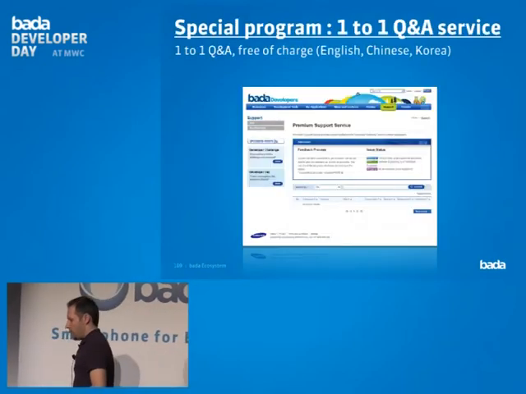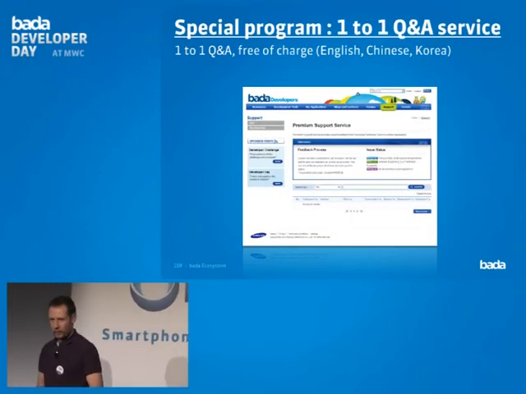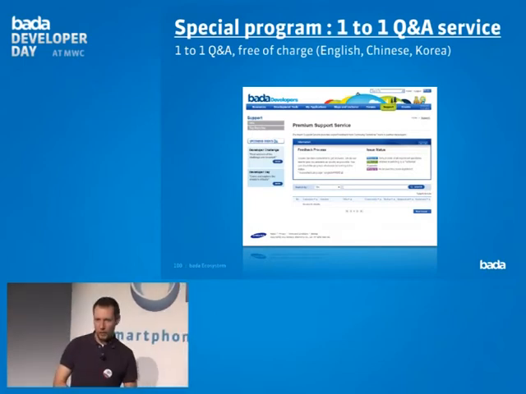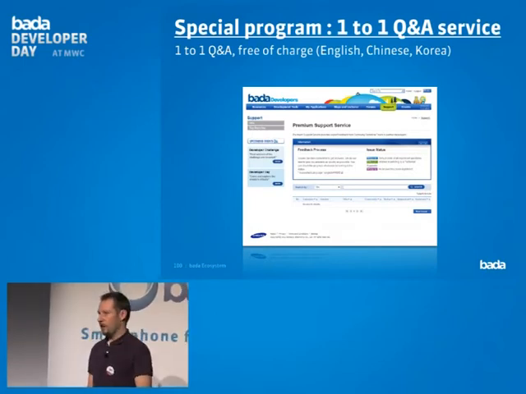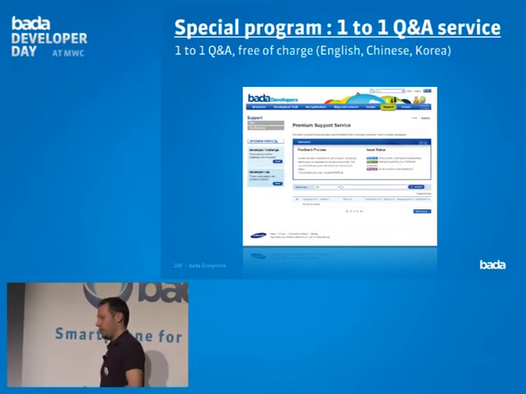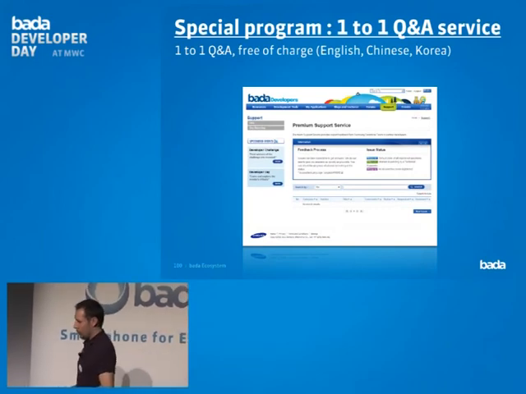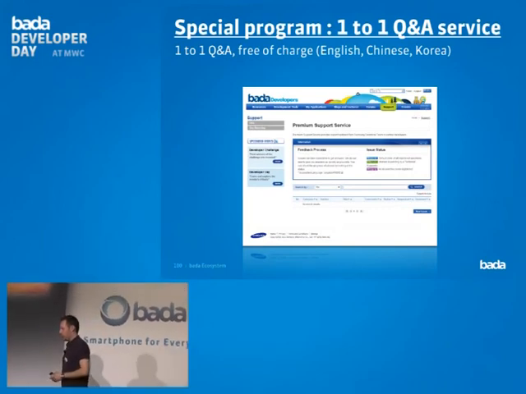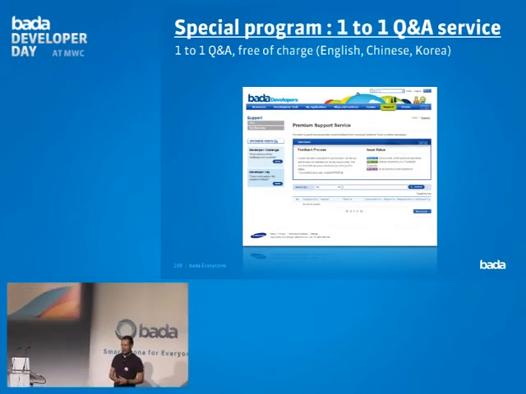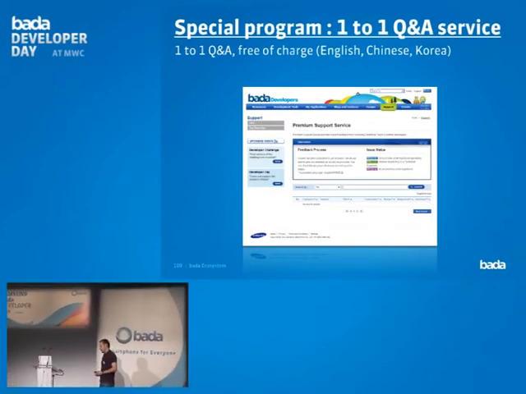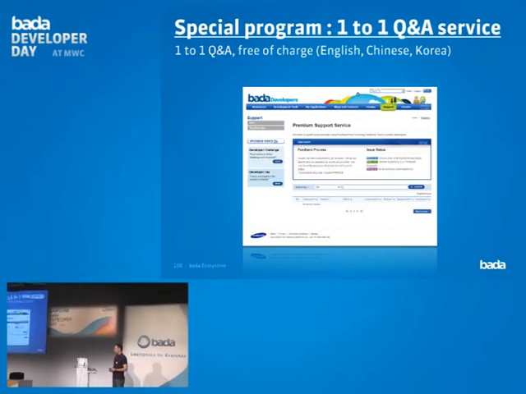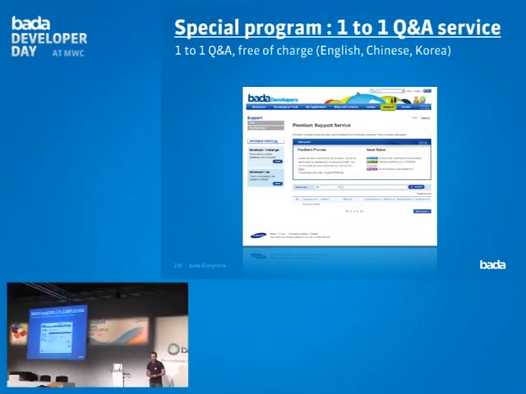Okay, for our partners, we have 2 special programs. The first one is called Premium Support Service. That is really a one-to-one support for your very, very tricky questions. That is all confidential. We keep it very, very confidential and respect your business ideas, of course. It's totally free of charge. It's usually pretty quick, so you can expect an answer within 2 or 3 days. And it's currently provided in 3 languages again: English, Chinese, and Korean.